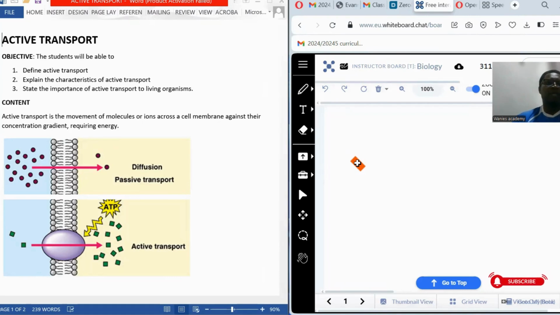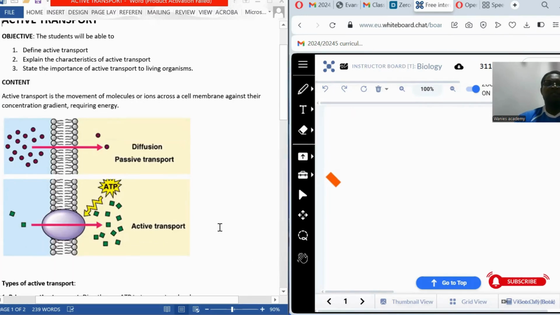Today in our biology class, we shall be treating the topic active transport. We will be able to define active transport. We will be able to explain the characteristics of active transport. And we will be able to state the importance of active transport to living organisms, to a living cell.